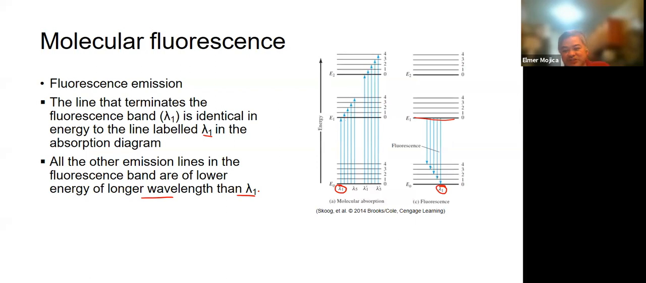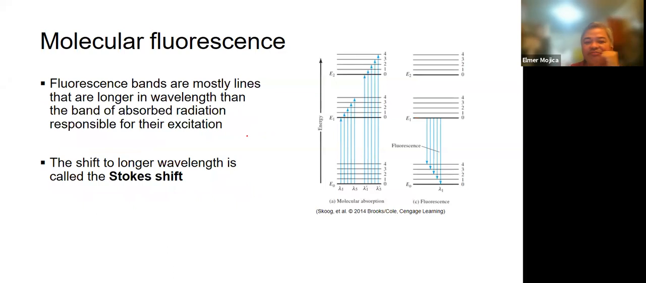So what does this result in? What's the relationship of this with this? What happened here is you have fluorescence bands that are mostly lines that are longer in wavelength than the band of the absorbed radiation responsible for their excitation. And you have these so-called Stokes shifts. The shift to longer wavelength is what we call the Stokes shift. So when we have this Stokes shift, it is just that the fluorescence light is red shifted.